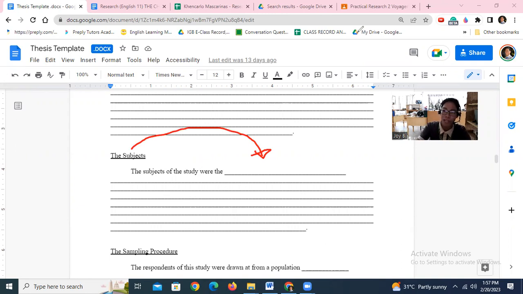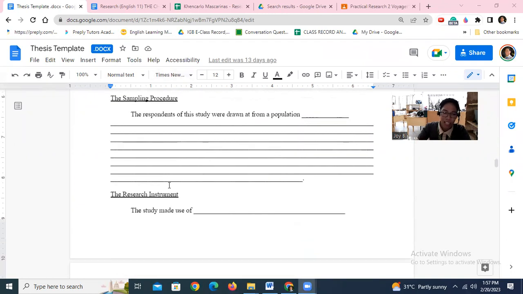Pag sinabing subject, ang pinagtutuunan ng pansin sa inyong study. Okay? Pagkatapos dadako tayo sa sampling procedure. Alam naman natin in the previous discussion, we talked about systematic random sampling, snowball sampling method and so on and so forth. So we discussed different sampling methods. So we will need to explain here what procedure you use.